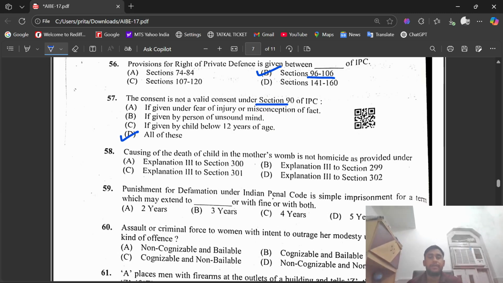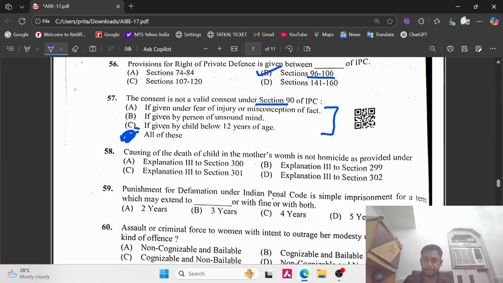Okay, so according to this section, any person who falls in this category and gives his consent will not be called as having given the consent genuinely, authentically. It doesn't matter whether the person has given his consent, if he falls in this category, whether the person is below 12 years of age, whether the person is insane or unsound minded, or whether the person has given the consent under the fear of injury or misconception of fact. It's irrelevant whether the person has given the consent, it doesn't matter. So the right option is option D.